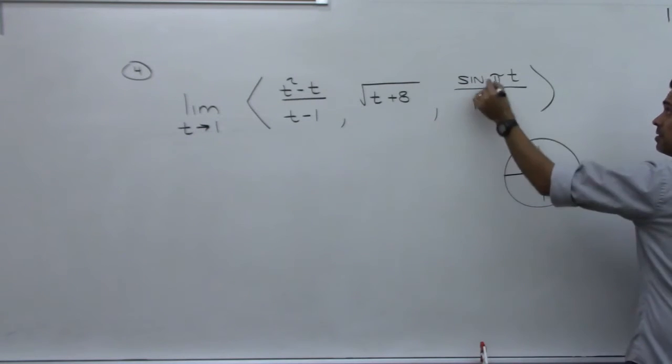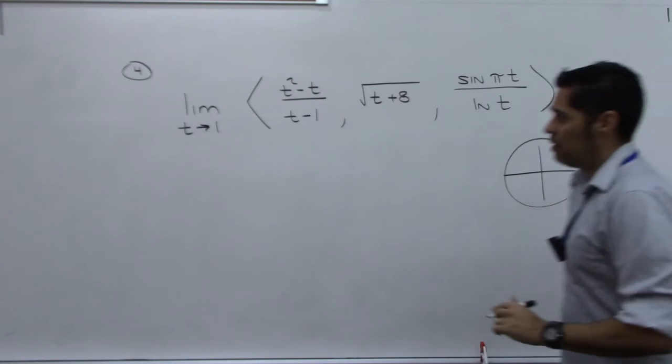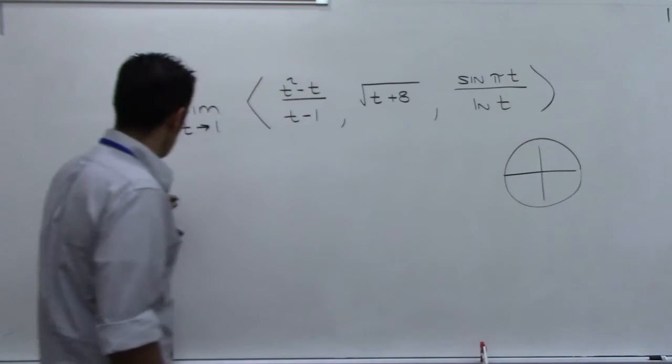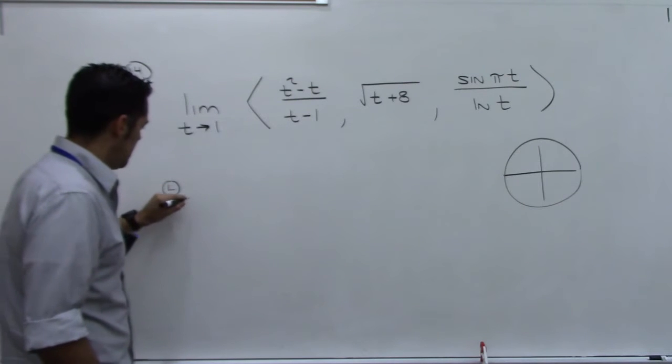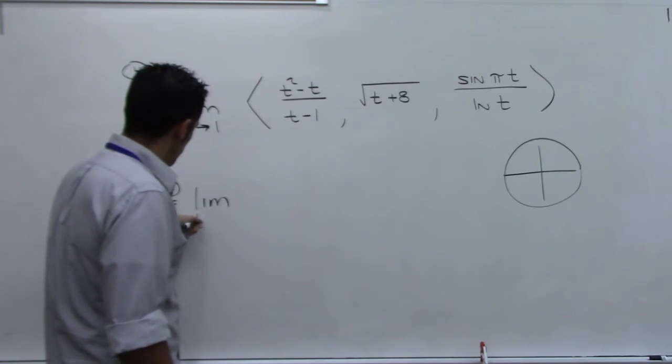So sine of pi is 0. And then natural log of 1 is 0. So I get 0 over 0 there. So what I'm going to do is say that this is equal to, by L'Hopital's rule, okay, so you draw an L or an H here. I'll draw an L, I guess, for L'Hopital. A lot of books use H, but I've always used L. I don't know why. T goes to 1.